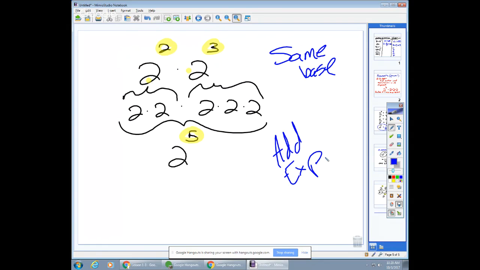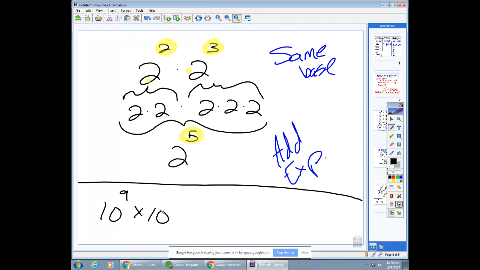Small numbers, no big deal, but sometimes we're dealing with pretty big numbers and we don't want to write them all out. For example, suppose we have 10 to the 9th power times 10 to the 12th power. Do you really want to write out all those 10s? It's not a lot, but I got better things to do with my life.